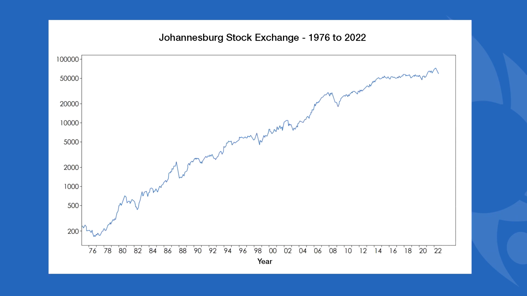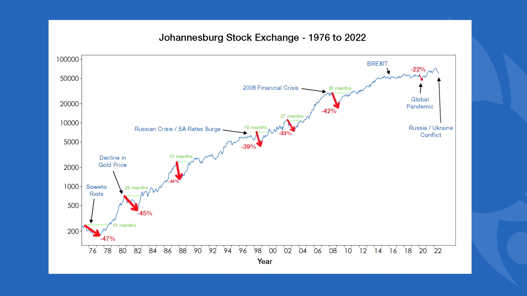This graph shows the JSE from 1976 until the beginning of this year. Each of the market corrections has been shown on the graph with a red arrow. You will see corrections ranging from 47% to 22%, and then how long they took to recover and get back to where they were. The longest recovery was 61 months, but the average is around 2 years.